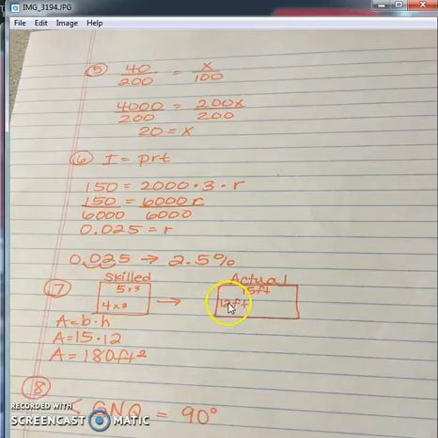To find the area of 15 feet by 12 feet, we use our area equals base times height formula. Area equals 15 times 12. Area equals 180. And then finally, for number 8, we're looking for that missing angle, angle GNQ, which equals 90.